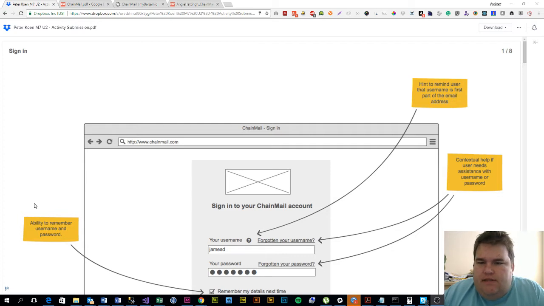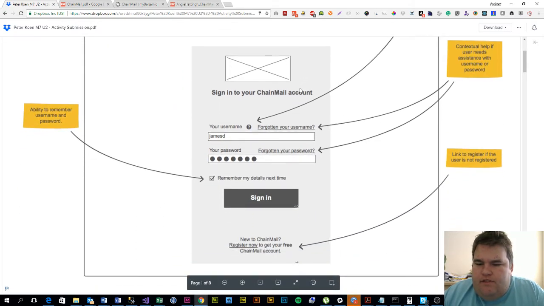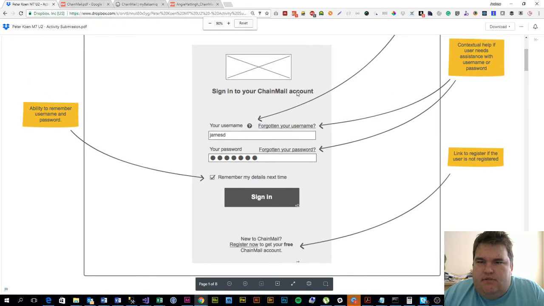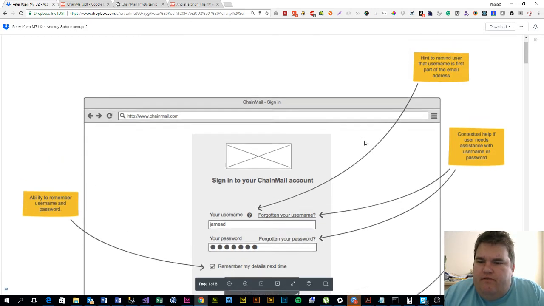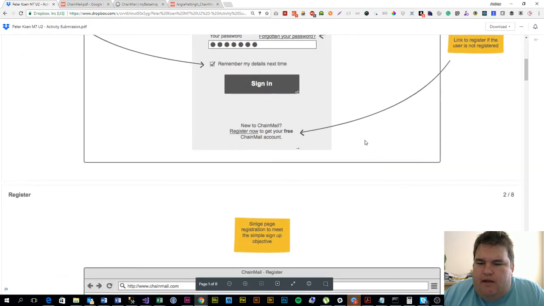So we'll start with Peter's, which was very well put together. The first thing on Peter's sign-in page is you'll see what he's done is he's used annotations to just explain what's happening. Be very careful not to overuse those, but it's very, very helpful early on to add detail.